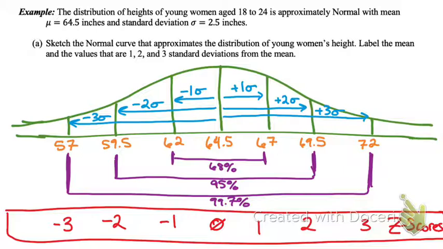Ladies and gentlemen, what percent of the data is from 64.5 to 67? 34. How did you get 34, sir? That was so fast. Half of 68. If I know that this is 68 and this is symmetric, how much is in each of these? 34%. So this is 34% and this is 34%.